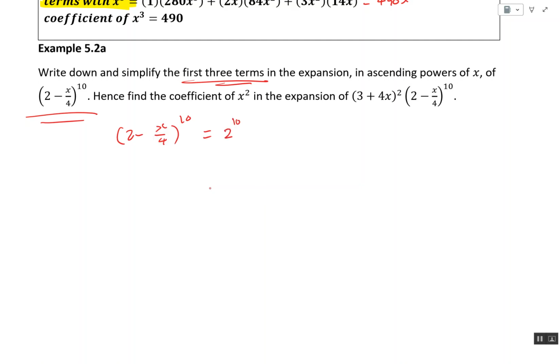Then, if you recall in the previous video I mentioned, if the sign here is a negative, it's always positive, negative, positive, negative. So my second term will be minus 10 choose 1 to the power of 9. And since I already accounted for the negative here, I'll just put x over 4 here, to the power 1. Then plus, because positive, negative, positive, 10 choose 2 to the power of 8, x over 4 squared plus dot dot, because I only want the first three terms. Expand and simplify, this is what you should get.